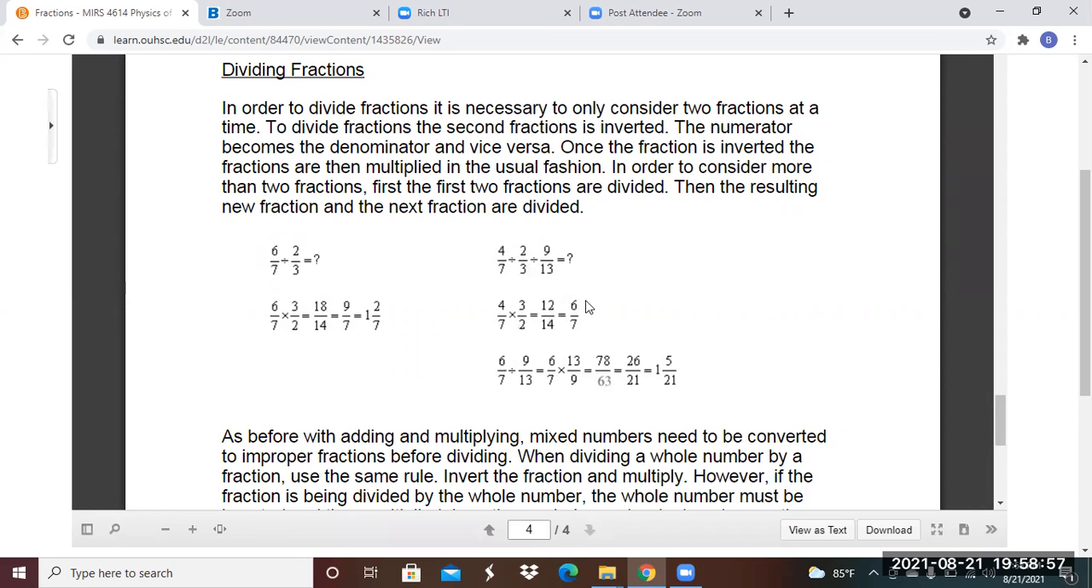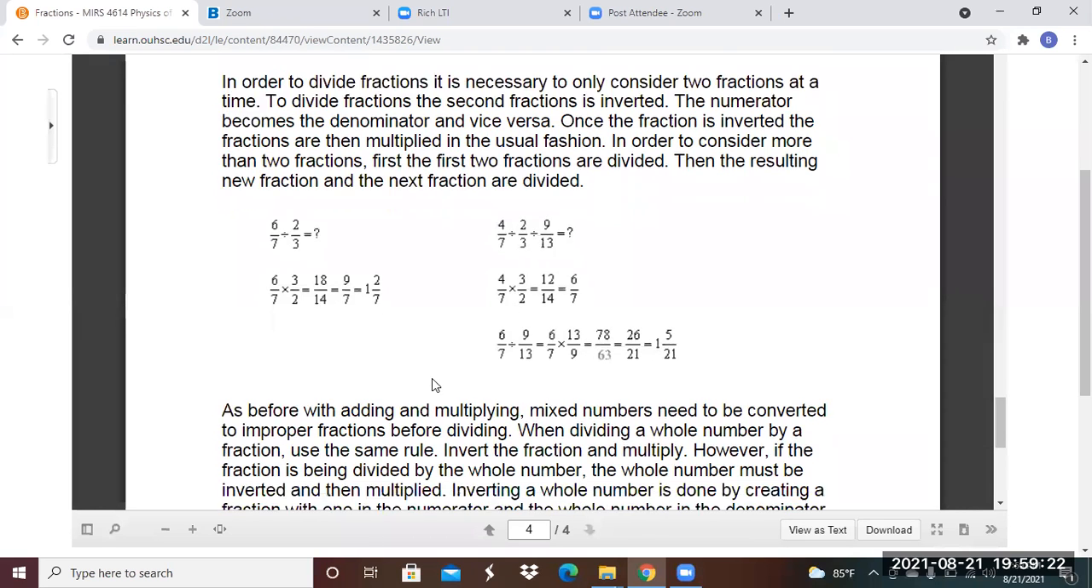We then take that result, 6 over 7, and divide by 9 over 13, which means we flip it over to 13 over 9. Go through the multiplication, we find out we have 78 over 63. We then reduce that, it becomes 26 over 21. Obviously, it's an improper fraction. This is the same as 21 plus 5, so we take out a 1 and have 5 over 21 left.